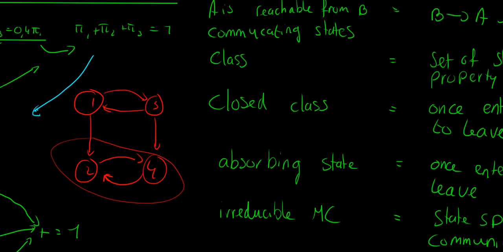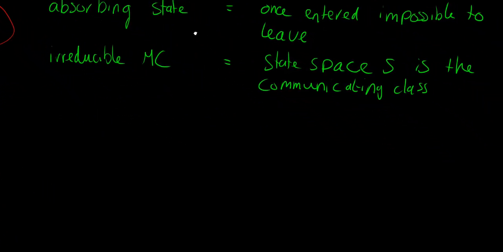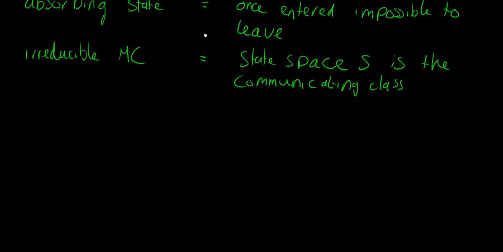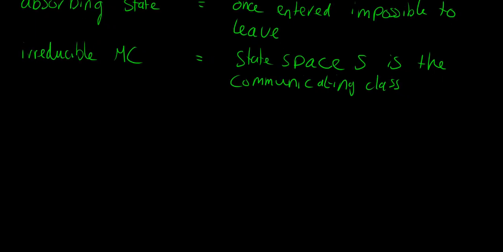If you are in one state, you need to be able to visit every other state, even itself. Then your Markov chain is irreducible. It's never that once you leave this state, you're never able to return. Which is actually our next thing.